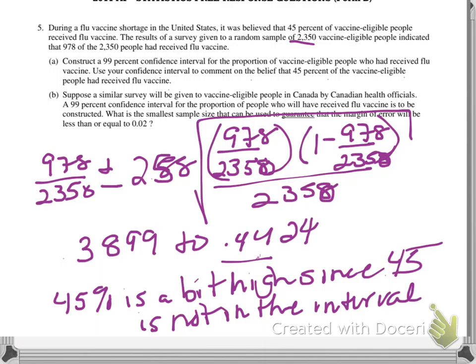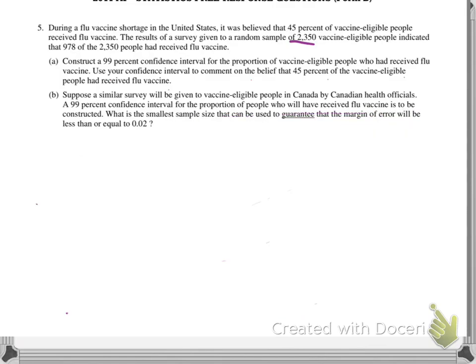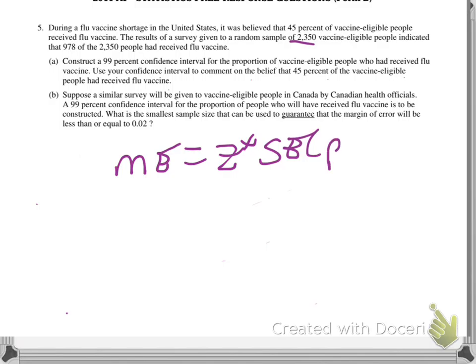Okay, so the next one wants to know what is the sample size. So let me erase this and then we'll go do the math for that. So remember that margin of error is equal to Z star times the standard error of P hat. So we get 0.02 is equal to, now we already found what Z star is. And silly Schwartz, I have forgotten it. 2.58.